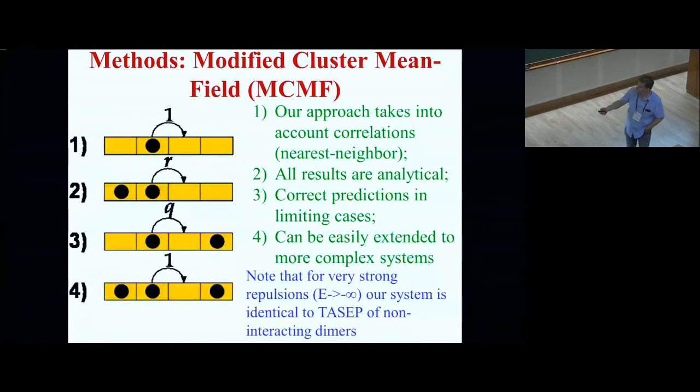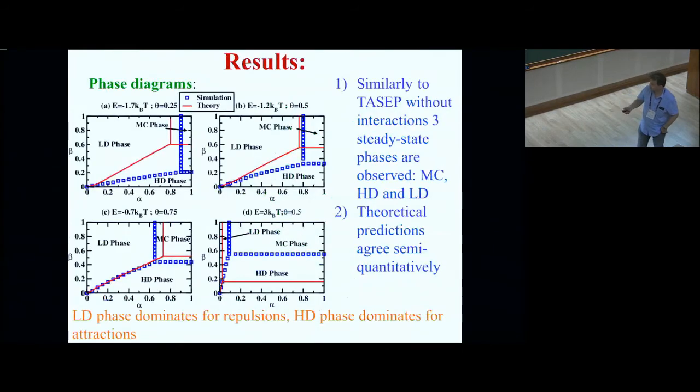For example, in the limit of maximal repulsion, our system is identical to a totally asymmetric system of dimers. You understand, with infinite repulsion, I cannot have anything in front of me. So it's like motion of dimers. The motion of dimers was studied, and our theory really reproduced it perfectly. So let me show you some of this phase diagram. Although it's not perfect, our theory is reasonable enough here.